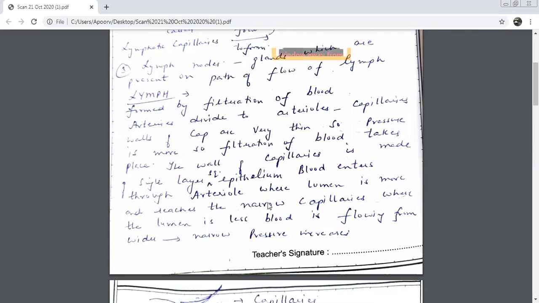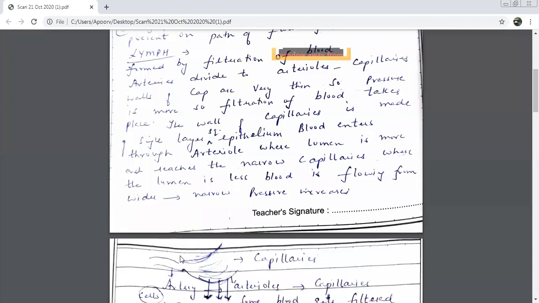From arteriole we are entering capillaries. Capillaries are narrow or wide? Narrow. So blood is flowing from wider to narrow or narrow to wider? Wider to narrow. Pressure will increase or decrease? Increase.